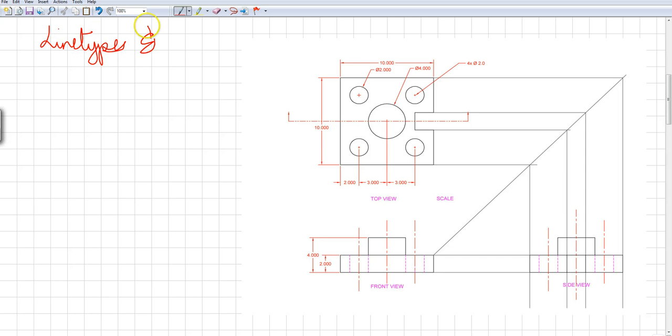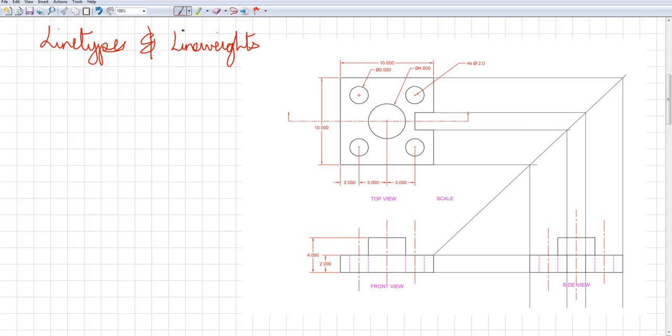Line types and line weights. Okay. Now when we are working with our CAD drawings or our engineering drawings or mechanical drawings, it could be any drawings. So as I was talking in the first chapter, we have to follow the standards.